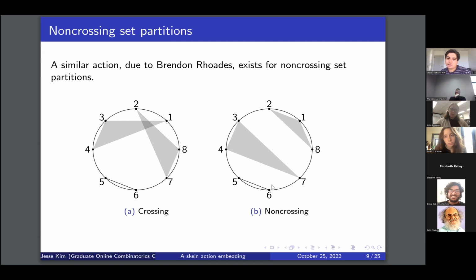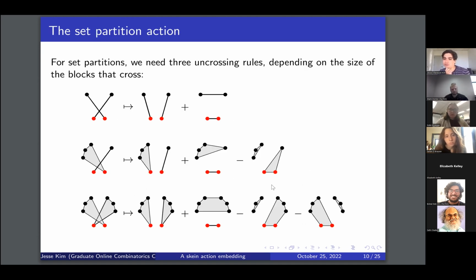The way this action is going to work is similar, except we're going to need multiple relations. These are called skein relations, and they are analogous to the Ptolemy relation that was used to define the first action. They depend on the sizes of the blocks that cross. If you have 2 size-2 blocks that cross, that's basically the matching case, and we just apply the Ptolemy relation. If you have a block of size more than 2 and a block of size 2, you get an extra term, which takes the 2 vertices that cross and sticks them together along with the third vertex from your size-2 block. And if you have 2 blocks of size more than 2, you get 2 new terms.